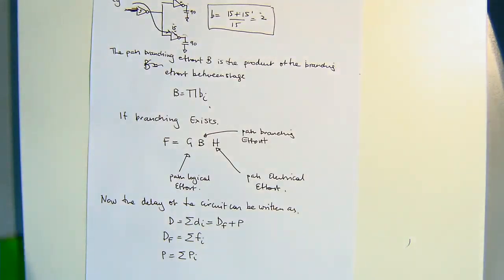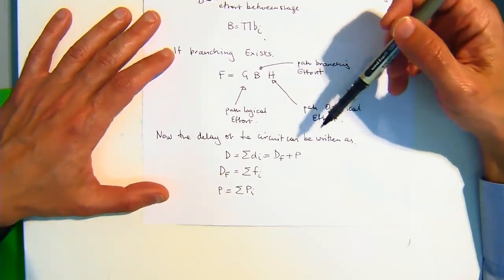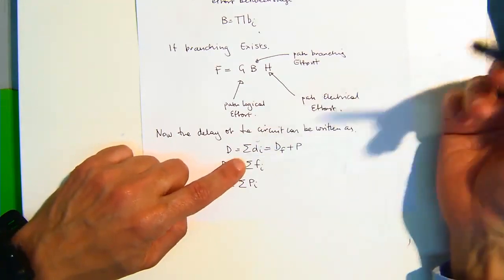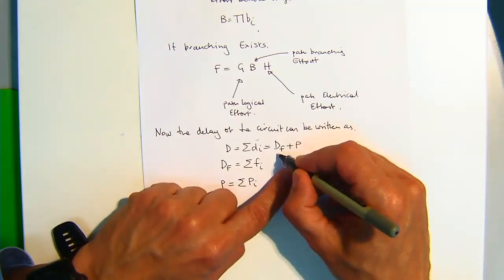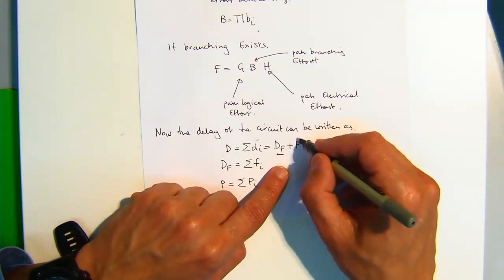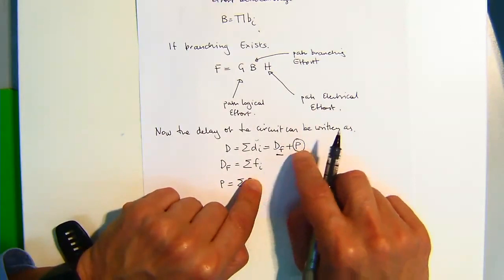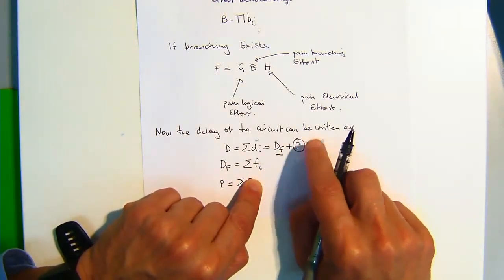Now, what we're going to do next is work out the delay of a circuit. And what we're saying is the total delay is equal to the sum of the delays, as you would expect, which is equal to this D_F, the total logical path delay, plus the total parasitic delay.